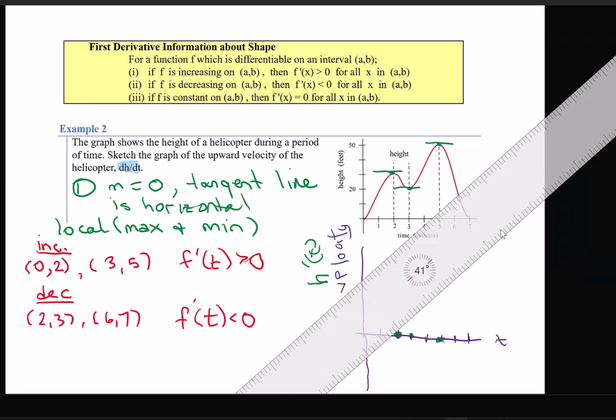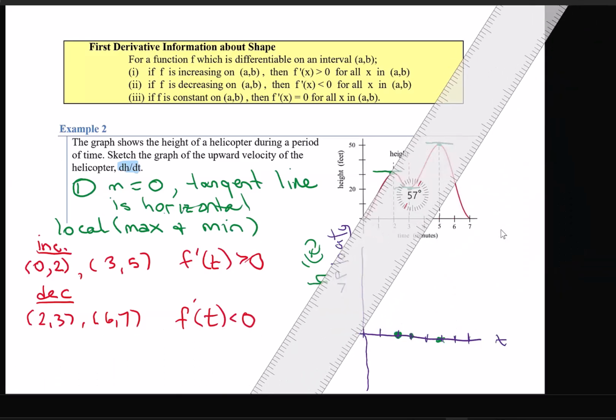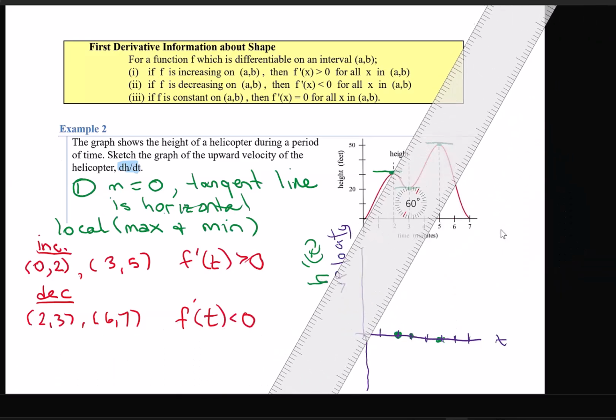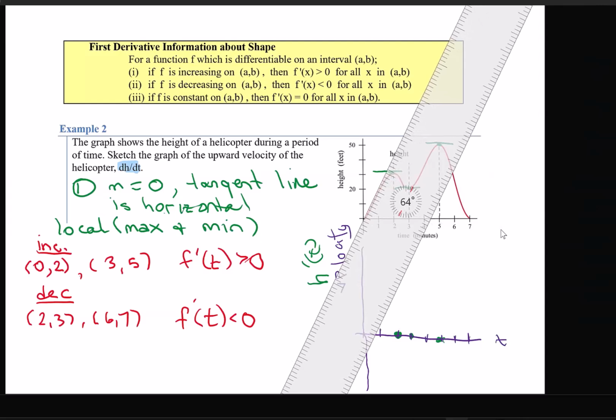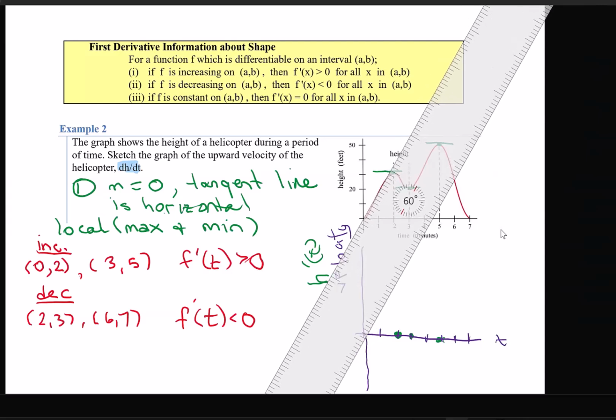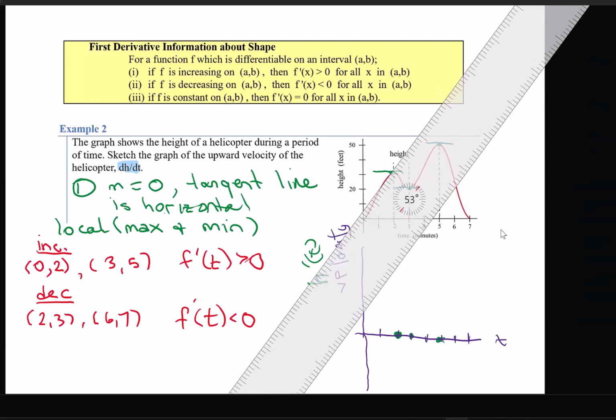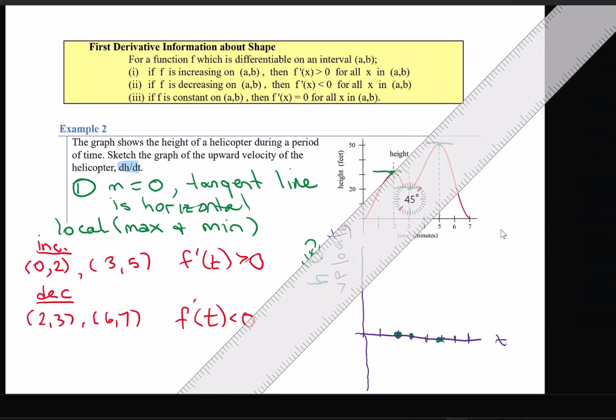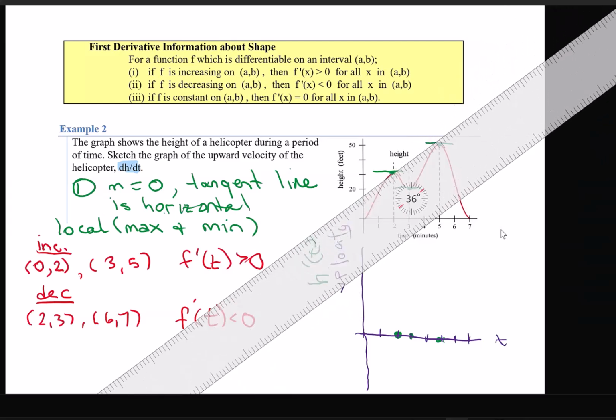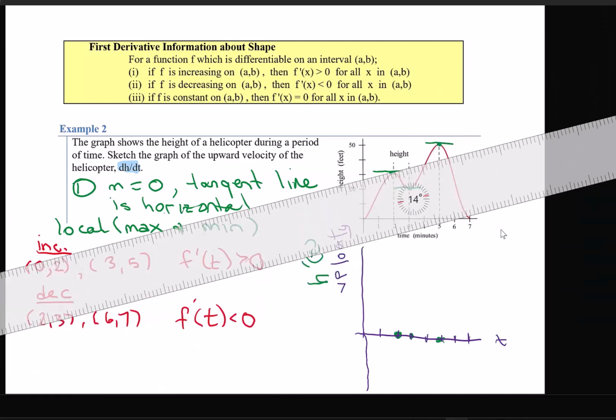Now, if I put this ruler and make this the tangent line, notice it starts out about like this, but as I get up to the top, it's slowly changing the slope until it's 0.